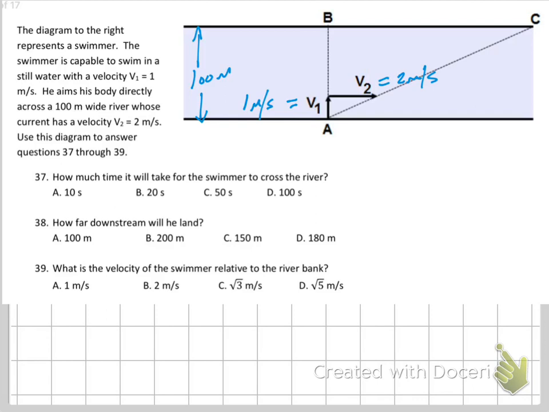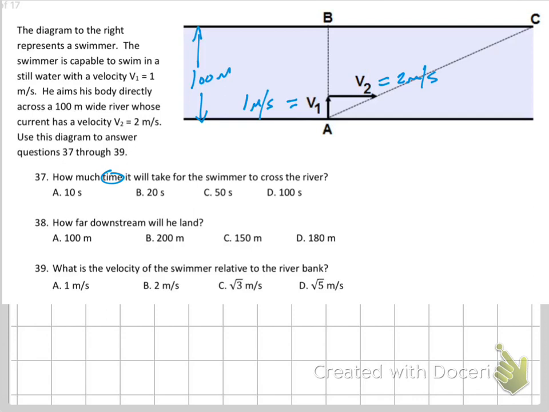Now we need to answer questions 37 through 39. 37 wants to know how much time it will take for the swimmer to cross the river. Well, first of all, when you look at this, you have to realize that we're swimming across a river, so it's not free fall. There's no acceleration due to gravity in this problem.